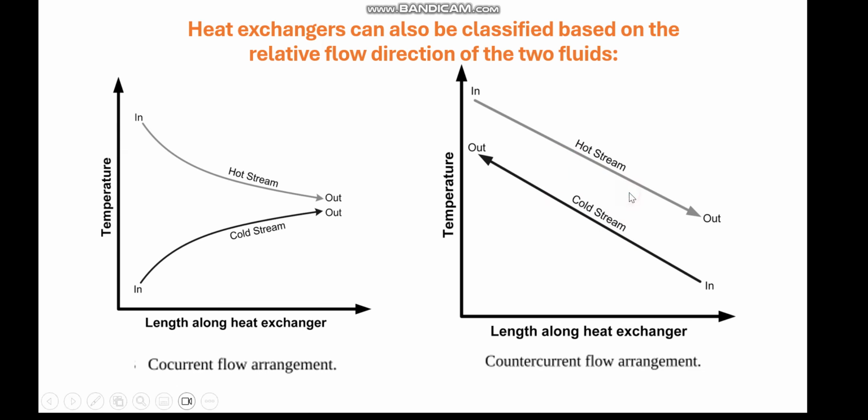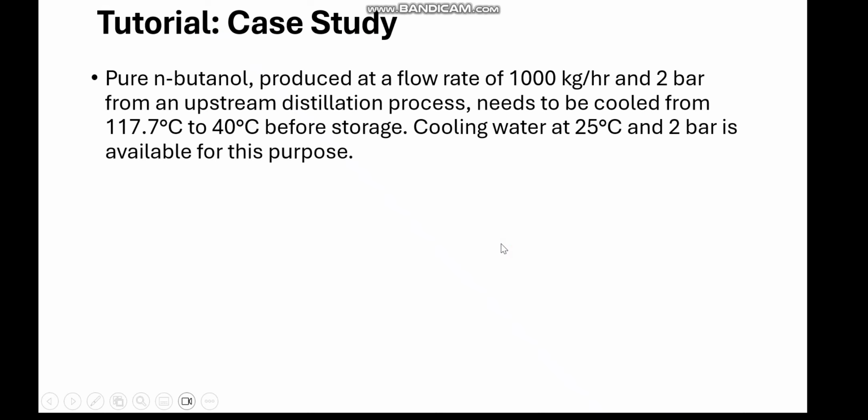So now we are going to simulate a case study in Aspen Plus, and we are going to cool this butanol, which is produced at a rate of 1000 kg per hour at 2 bar from an upstream distillation process. So we want to cool this butanol from 117.7 degrees C to 40 degrees C, and this is done with the cooling water which is available at 25 degrees C and 2 bar.